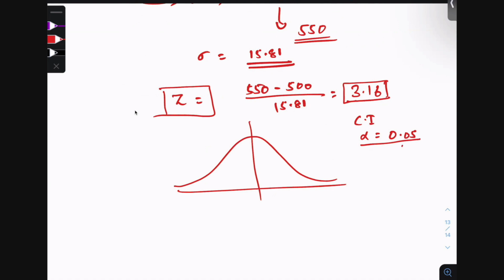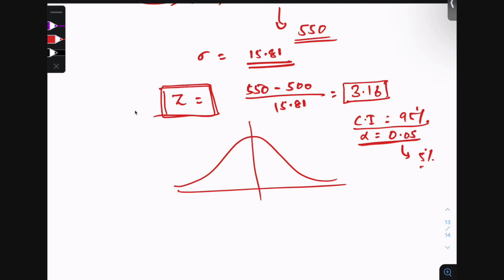Alpha is 0.05. What does it mean? That means 5%. What will be the confidence interval? 100 minus 5, which is 95%. With a 95% confidence level, or alpha being 0.05, I have to say whether this z value would have come by chance or not, right?